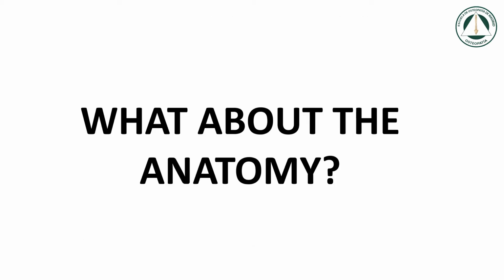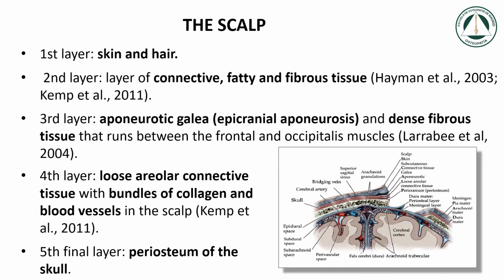What about the anatomy? The scalp. The scalp is made of 5 layers. First layer, skin and hair. Second layer, layer of connective tissue, fatty and fibrous tissue. Third layer, aponeurotic epicranial aponeurosis, and dense fibrous tissue that runs between the frontal and occipital muscles. Fourth layer, loose areolar connective tissue with bundles of collagen and blood vessels in the scalp. Fifth final layer, periosteum of the skull.